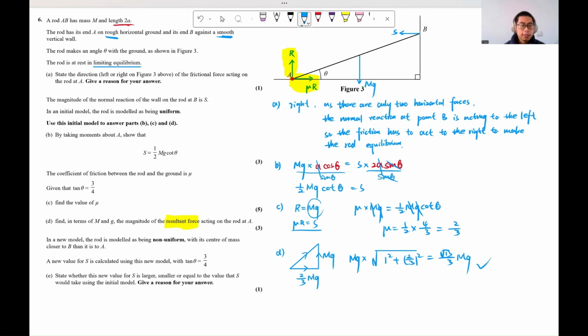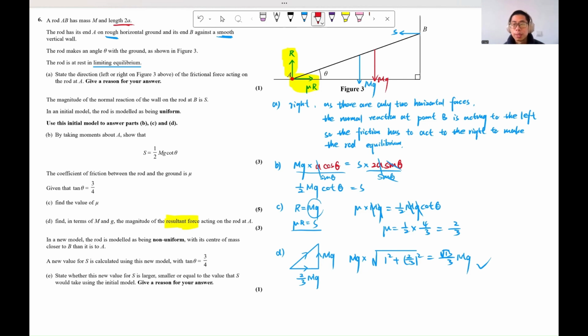And then next part, in a new model, the rod is modeled as being non-uniform, with its center of mass closer to B than it is to A. So basically, the center of mass is more to this side now. State whether this new value for S is larger, smaller, or equal to the value that S would take using the initial model.